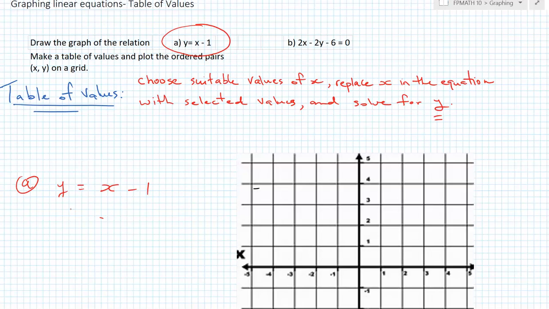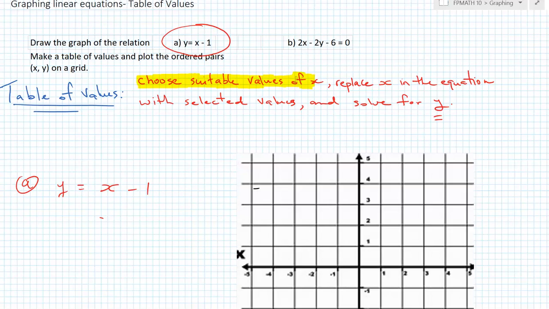So first things first. With a table of values, you want to make sure that you choose suitable values of x so that it matches the size of the grid that you're using. On top of that, you want to make sure that it is a very unique value, and it is a number that you can actually see, and you shouldn't be guessing.